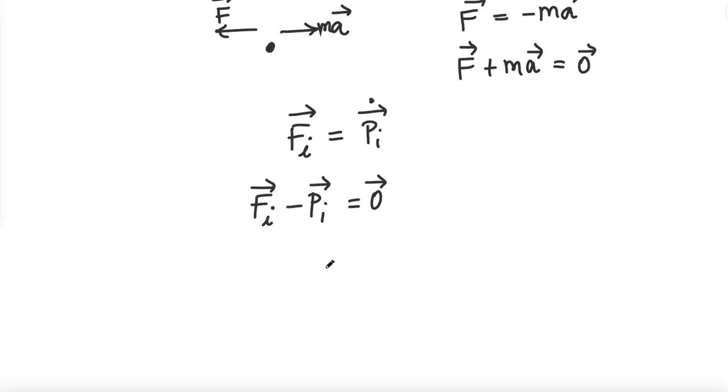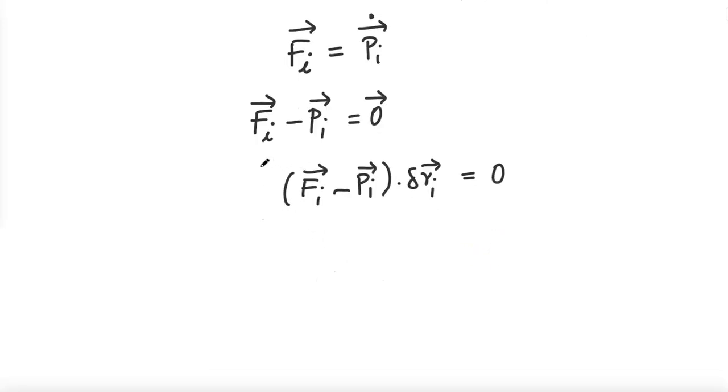Now what we are going to do is take a dot product with the virtual displacement delta r_i bar. But since F_i bar minus P_i bar dot is 0, this will also be 0. And if I take a summation over i, then this is what you get. And this itself is D'Alembert's principle.